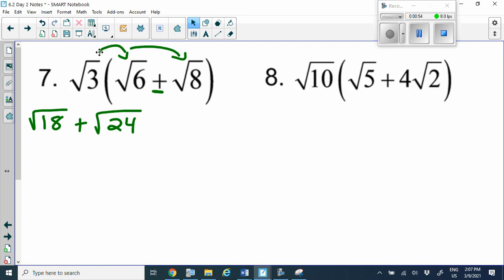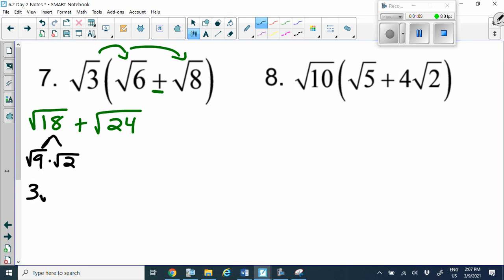Now I need to continue to simplify, meaning I need to determine if 18 and 24 are perfect squares. Well, 18 is not, but the largest perfect square that goes into it is 9. So we have square root of 9 times square root of 2. Square root of 9 is 3, so we have 3 square root of 2. And for 24, well, 24 is not a perfect square either, but the largest that goes into it is 4. So we have square root of 4 times square root of 6. Square root of 4 is 2, and then we have square root of 6.